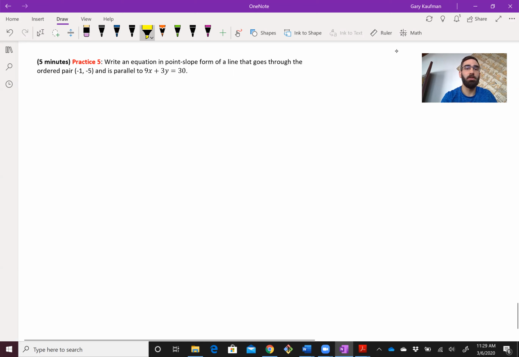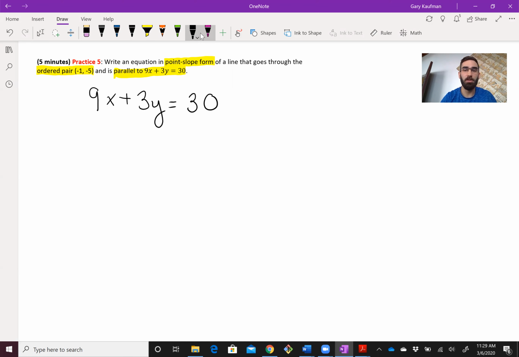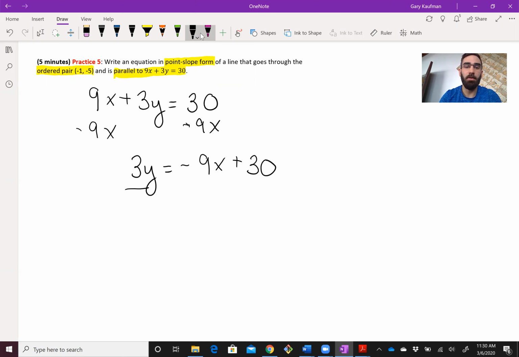So you're asked to write an equation, in point slope form, that goes through the ordered pair -1, -5, and is parallel to this equation. So as we have been seeing, I first need to rewrite this equation into a form such as slope-intercept form. So I start by subtracting the 9x, 3y equals 30 minus 9x. I just put this first because it gets me directly into the form. Then I divide everything by 3, and get y equals -3x plus 10.